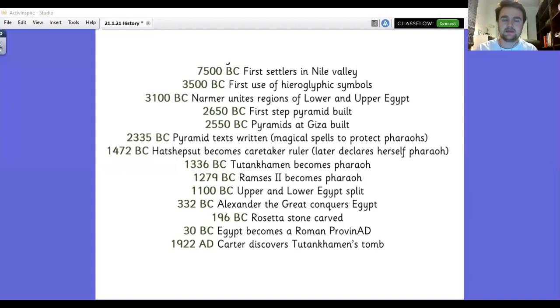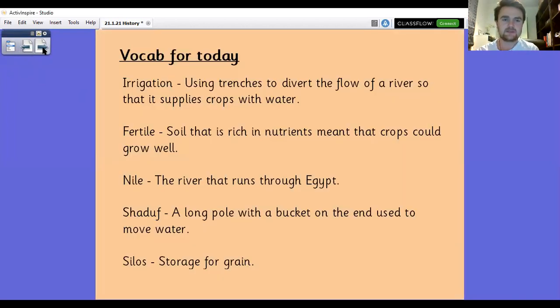Here is your timeline of key events from the ancient Egyptian period. Pause it and have a look and see if you can remember those different bits and pieces. You don't necessarily need to remember all of them, but they are important to be aware of. And then here is your key vocab for today.